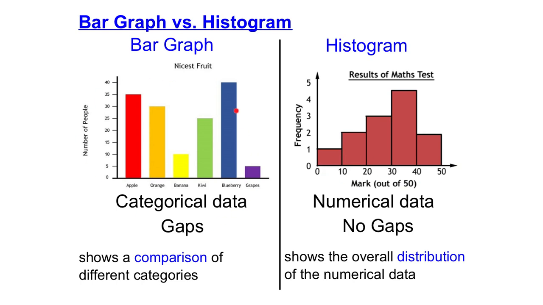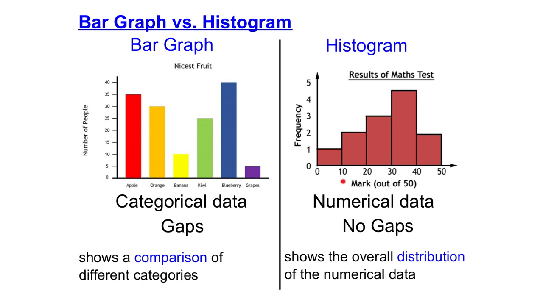Bar graphs are used for categorical data. They have gaps. They are used to show a comparison of the different categories. I can look at apples, oranges, bananas, and compare how many people like each type of fruit. Whereas a histogram shows numerical data. There's no gaps in between the bars. And it's used to show an overall distribution of numerical data.